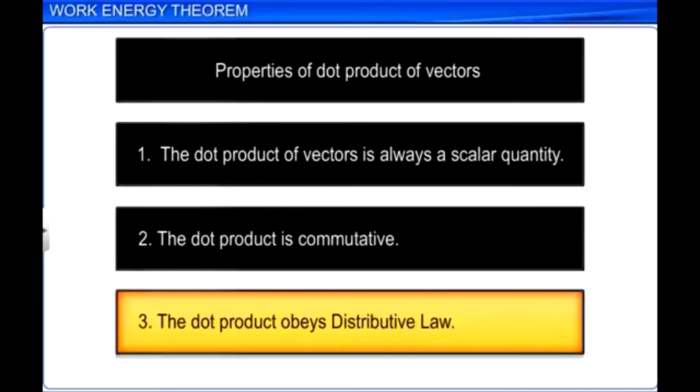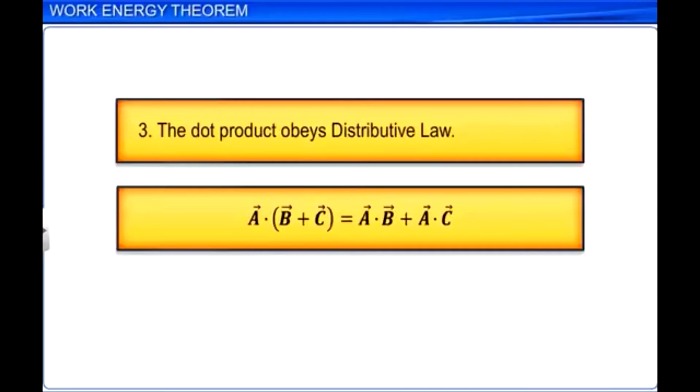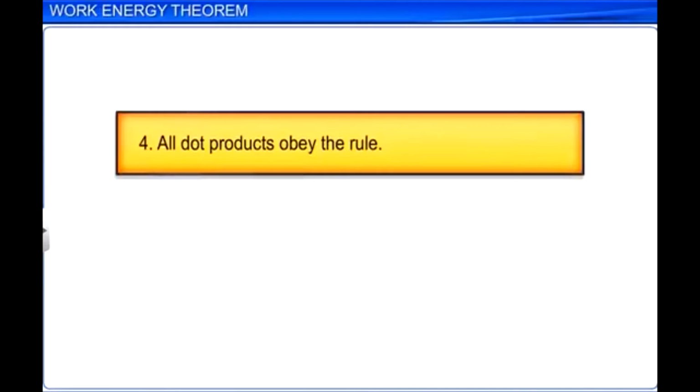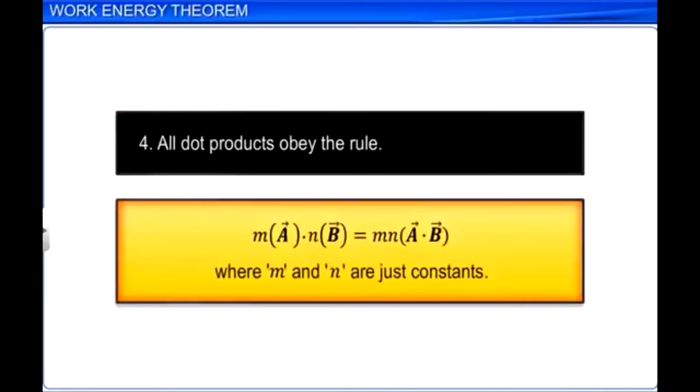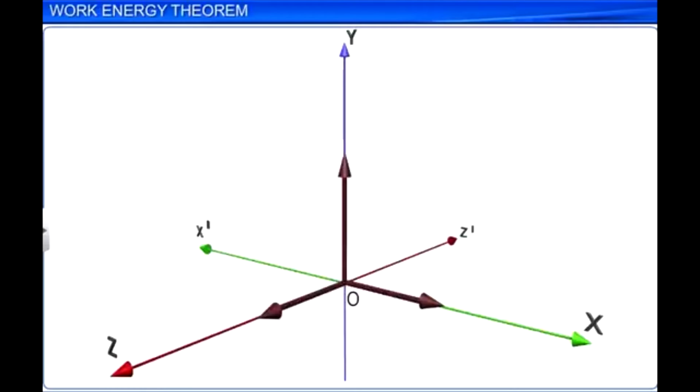The dot product obeys the distributive law. So, A dot (B plus C) is equal to A dot B plus A dot C. All dot products obey the rule mA dot nB is equal to mn times A dot B, where m and n are just constants. Consider the unit vectors along the Cartesian coordinate axes i, j, and k.